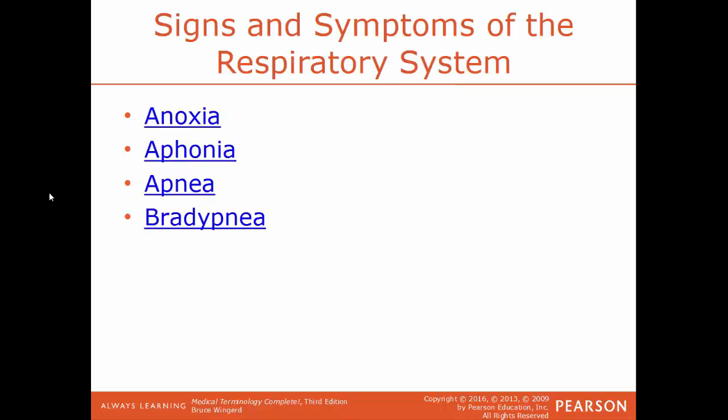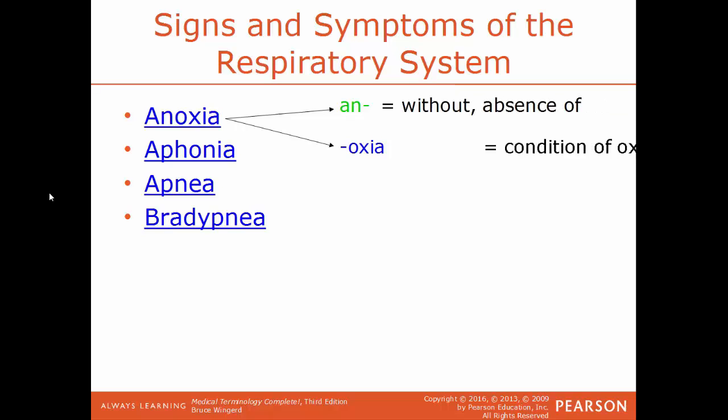All right, now we'll talk about some signs and symptoms of the respiratory system. The first one, anoxia. We're going to break that term down. An means without or the absence of. And then oxia is a condition of oxygen. So this is without having oxygen. See our next term, aphonia. This is the loss of ability to speak, either because of a disease or due to injury to the larynx.